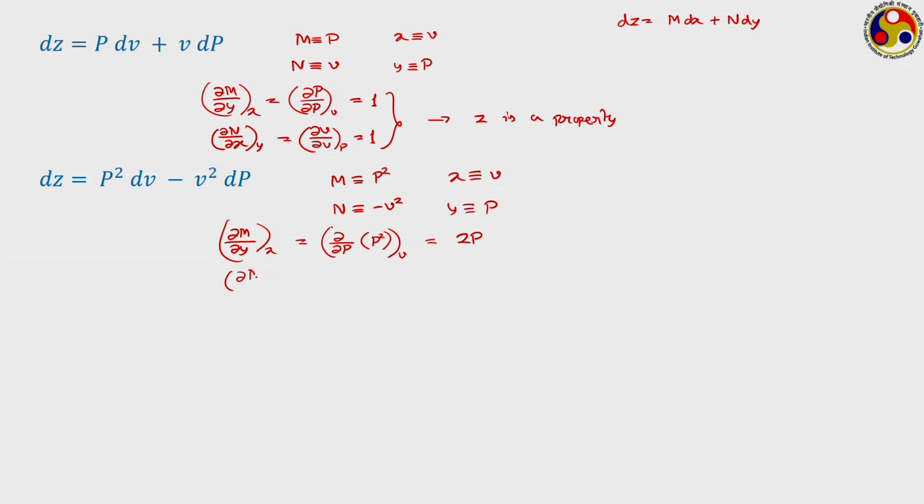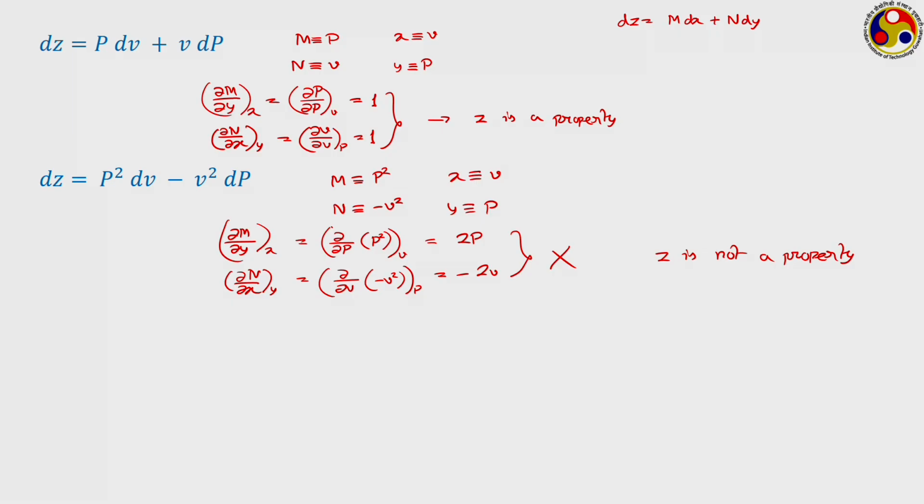And ∂N/∂x with y constant will be equal to ∂/∂v of minus v squared over p, constant, which is equal to minus twice v, and these two are not equal to each other. So, z is not a property, as it is not satisfying the phase rule, or I should say it is not an exact function of this p and v.